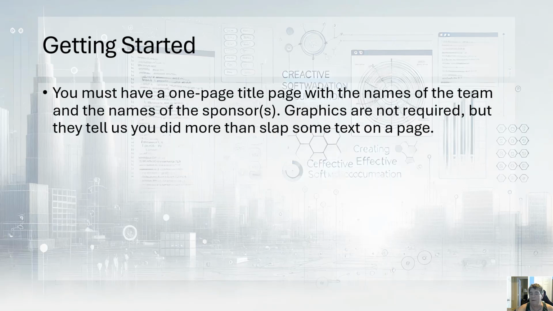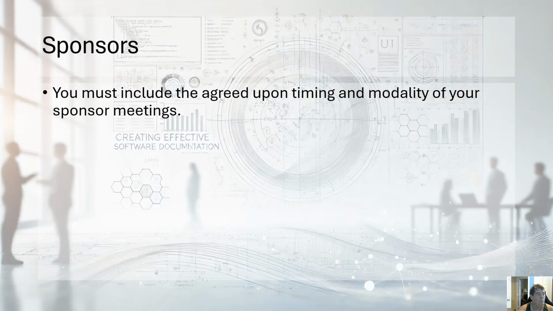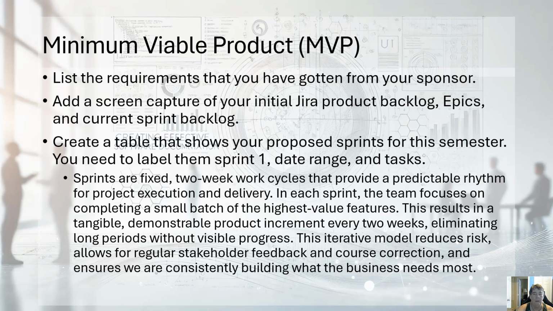So getting started, you have to have a 1-page title page. You have to have the names of the teams, the sponsors, and so forth. You will not have a table of contents just because it's such a short document. So for sponsors, include who they are, what they agreed upon, and when you guys are going to meet. And I know that there are some troublesome sponsors that you probably haven't even met yet. We get it. And so if that's the case, just let us know, because then we can step in and try to help you.